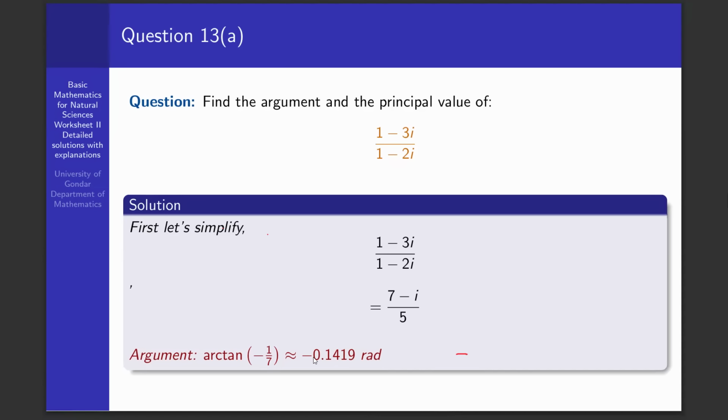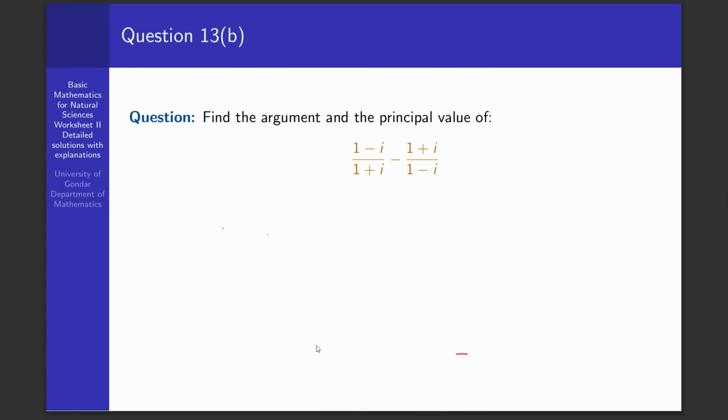We can approximate this one as negative 0.1419 rad in radian measure. That means this is for the fourth quadrant angle. That is why it is negative.